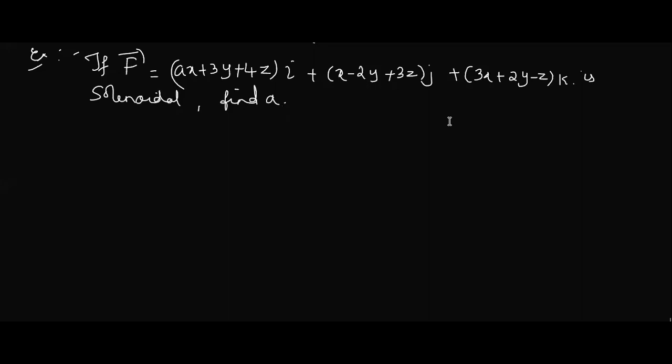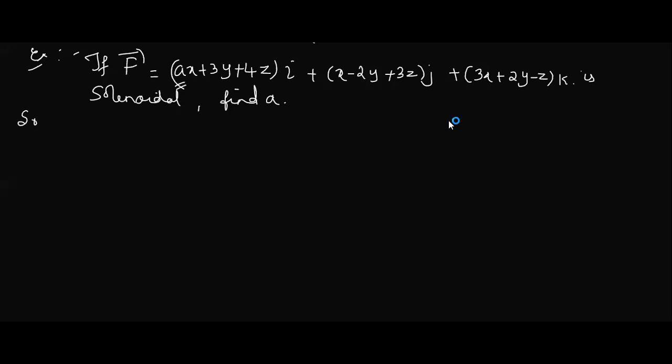Let us check. We have a vector field F given as (ax + 3y + 4z) i + (x - 2y + 3z) j + (3x + 2y - z) k. What they have given about this vector field is that it is solenoidal. Then we have to find this a. So this unknown should be found with the help of this given condition.